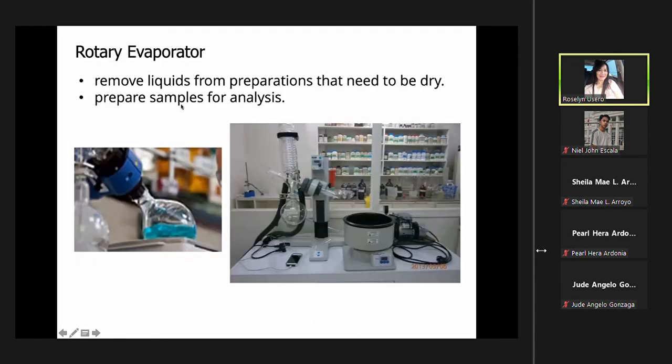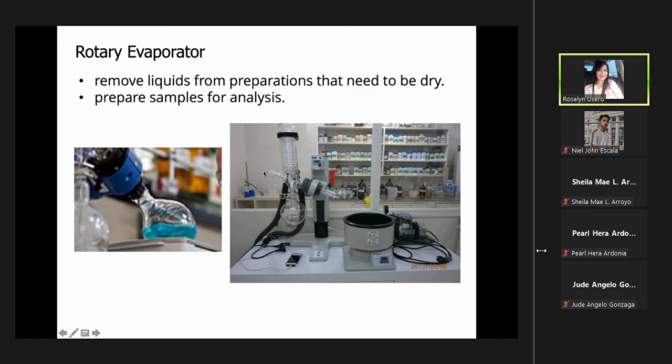Now next we have a rotary evaporator. It removes liquids. Especially in our lab, we use it to remove alcohols from the extract.